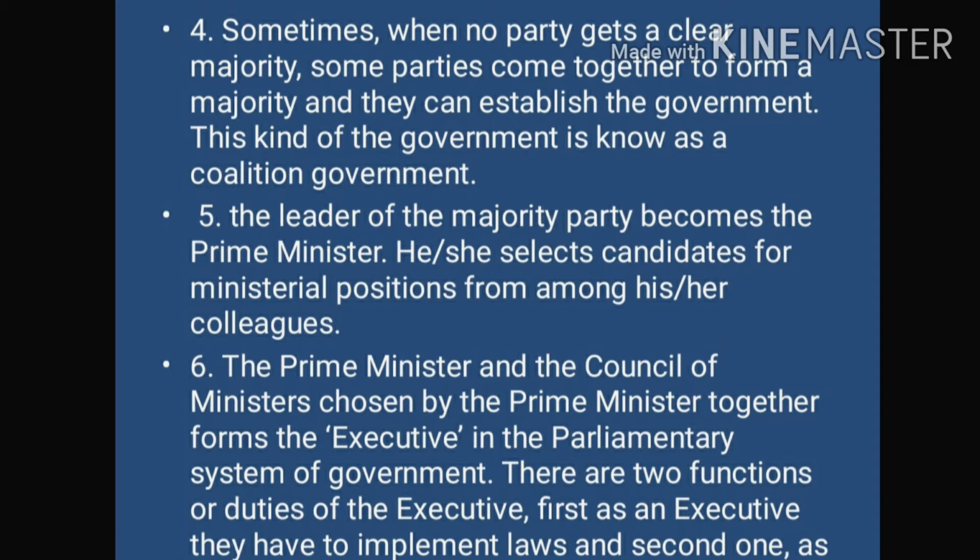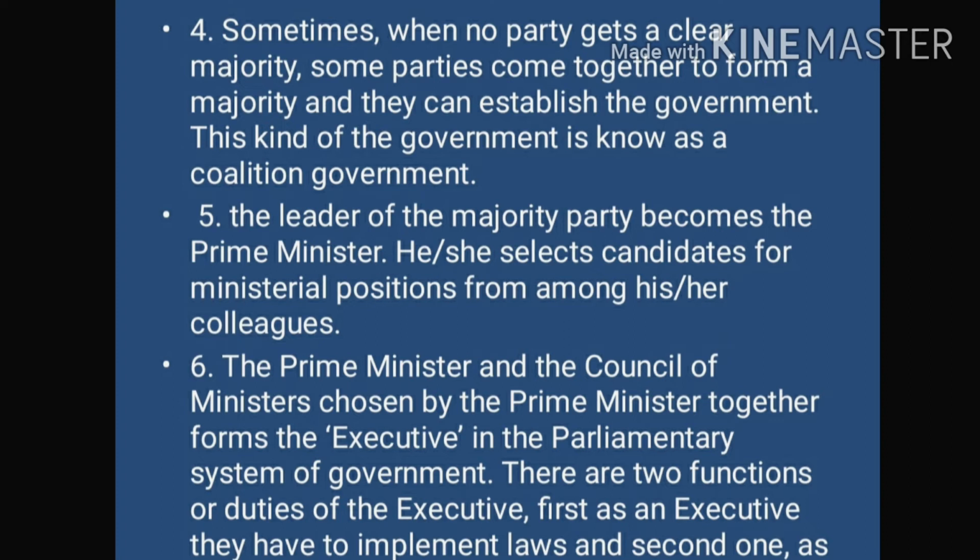The leader of the majority party becomes the Prime Minister. He or she selects candidates for ministerial positions from among his or her colleagues. So, all from the same political party or maybe different political parties, when they come together, in that case the leader of the majority party becomes the Prime Minister, and then he selects candidates for different ministerial positions in his Council of Ministers. The Prime Minister and the Council of Ministers chosen by the Prime Minister together form the executive in the parliamentary system of government.